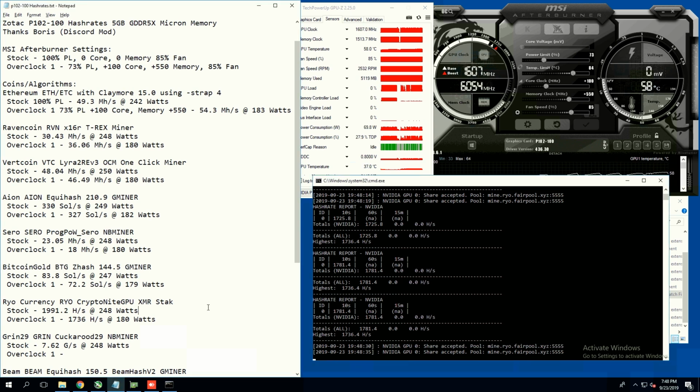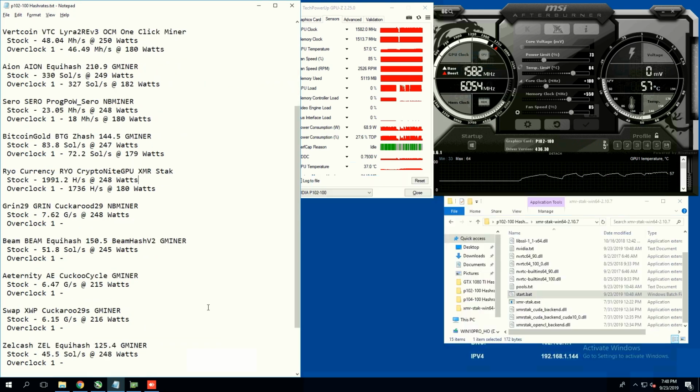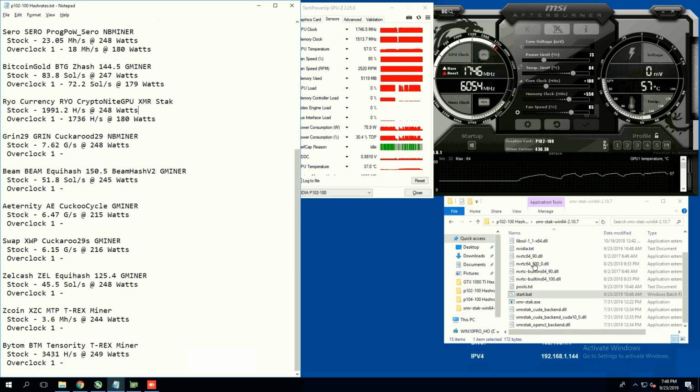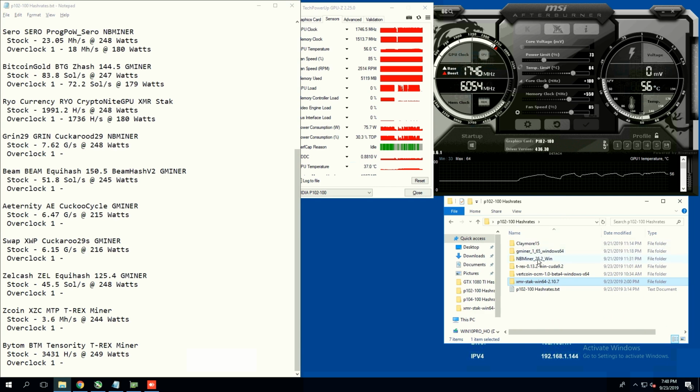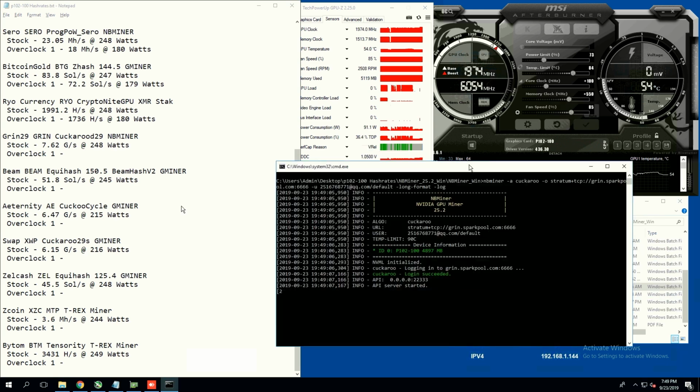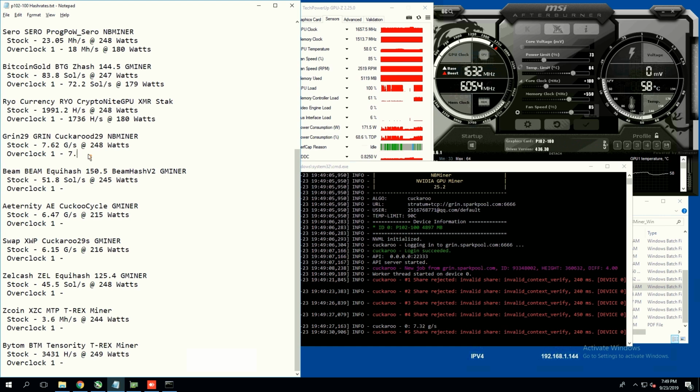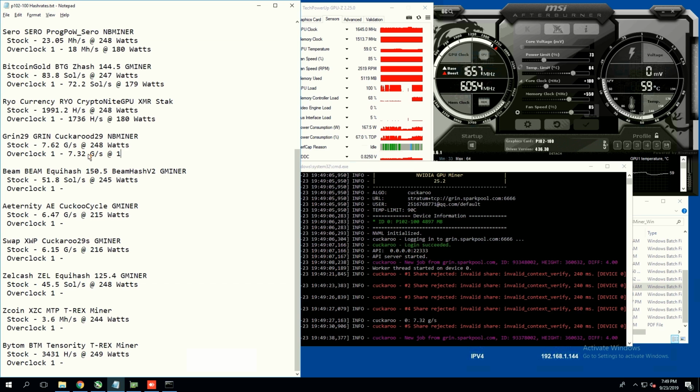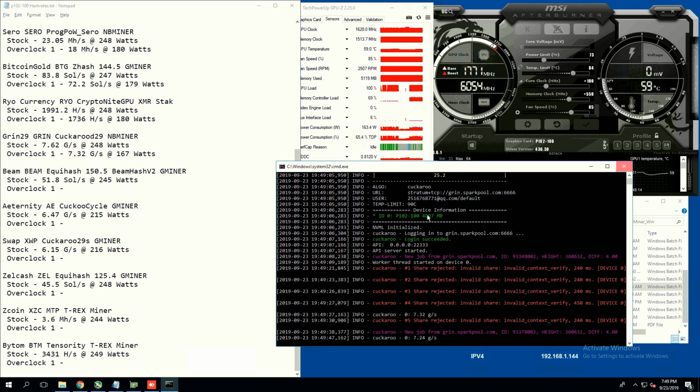And now let's do GRIN29. So we're going to be using NBMINER. Okay, so stock on GRIN29, we're able to get 7.62 graphs per second at 248 watts. And now with overclock 1, we are getting 7.32 graphs per second at 167 watts. We're getting some major share rejection here, but that's just the hash rate number for NBMINER.